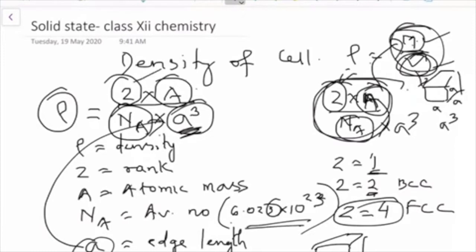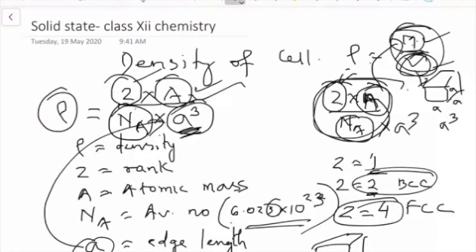For example, they will give you everything. They will give you Z, or they may not give it directly, but in the question it will be written BCC. Then you have to understand that BCC means Z value is 2. If they write that it is FCC, then you have to take the Z value as 4. And similarly, if it is primitive, then you have to take Z value as 1.